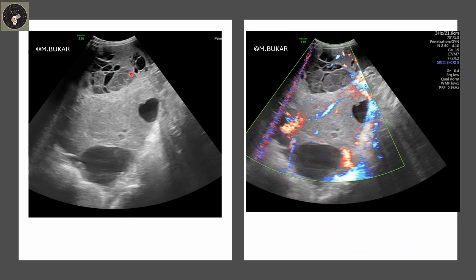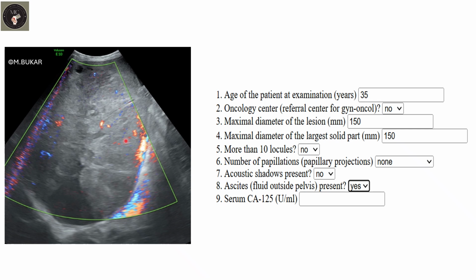Now the color Doppler. Here you can see all this are actually artifacts. The patient was in pain, so she moves, and the fetus also moves. So these are actually motion artifacts. But this one is true color flow. The color score here is 2. So here is a solid lesion.